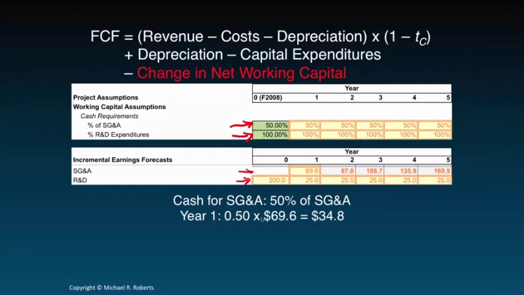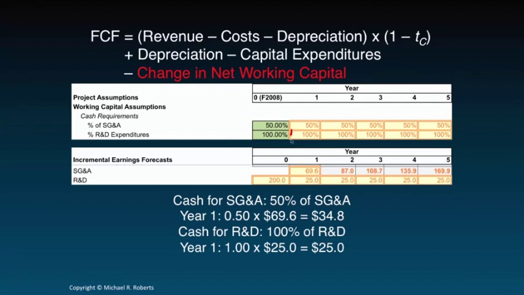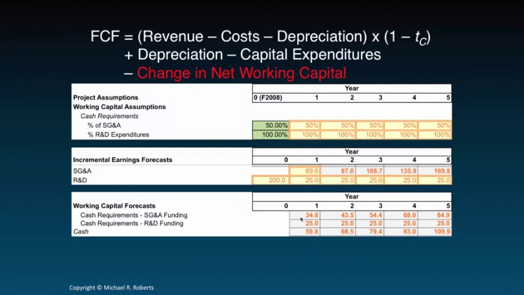Notably, for year one, we're going to need 50% of our SG&A expenditures, or $34.8 million, held in cash. But we're also going to need 100% of our R&D expenditures, 100% of the $25 million, or $25 million. We're also going to need to hold that in cash. Right? So our cash requirements are the sum of these two and are given by this row. And again, we're just going to repeat that, year by year for 2, 3, and 4.